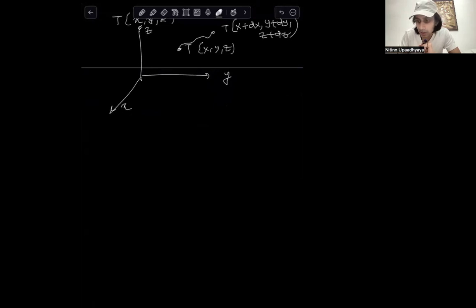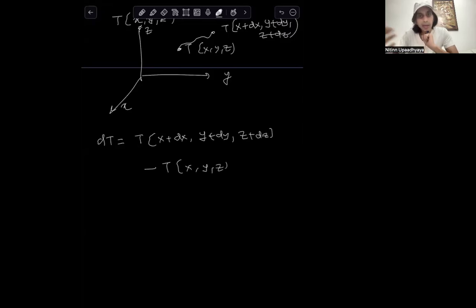So hopefully you've given it some thought. The way I would try to describe the change in the value of the temperature would be dT is equal to T, which is defined at the point x plus dx, y plus dy, z plus dz, minus the temperature at the point x, y, z. That's fairly simple, right? We just take the value of the temperature at x, y, z. We take the value of the temperature, or we measure the value of the temperature at x plus dx, y plus dy, z plus dz, and we just take the difference of the two. So that's how we will measure the change in the value of the temperature.